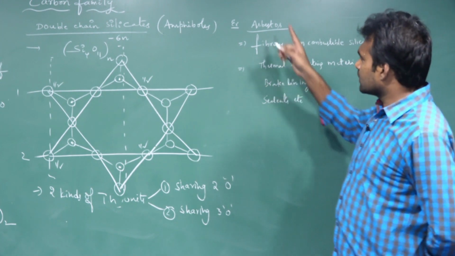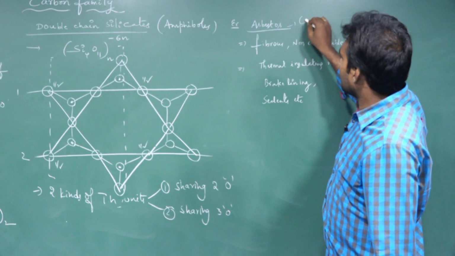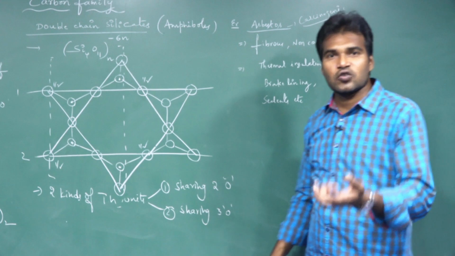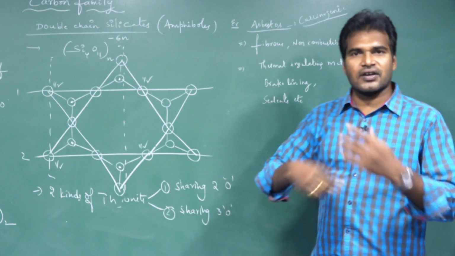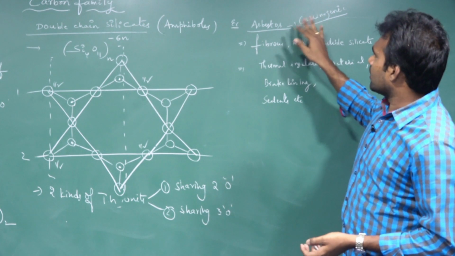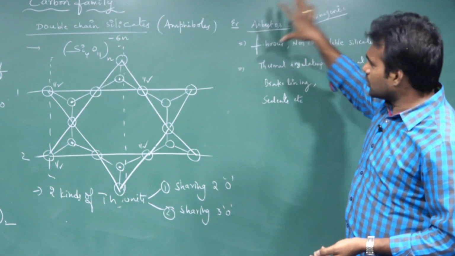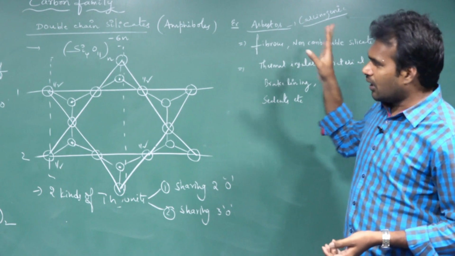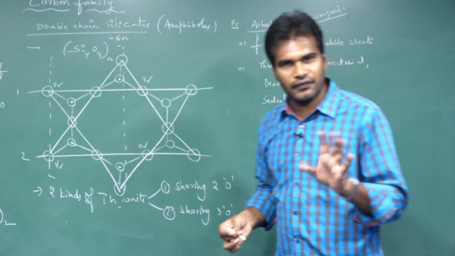But remember that the usage of asbestos is restricted because it is carcinogenic in nature. Carcinogenic means cancer causing. So if a person is exposed to this asbestos for a longer time, that person may be affected by cancer. So because of its carcinogenic nature, the usage of asbestos nowadays is restricted. So this is about the asbestos. Double chain silicates, with this, inosilicates have been finished.